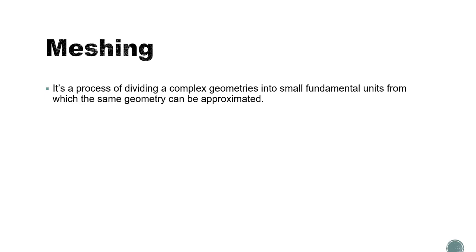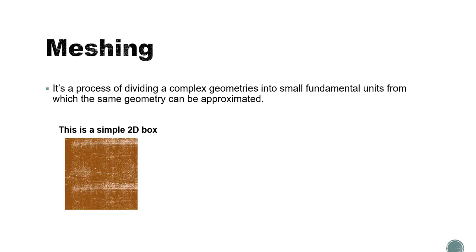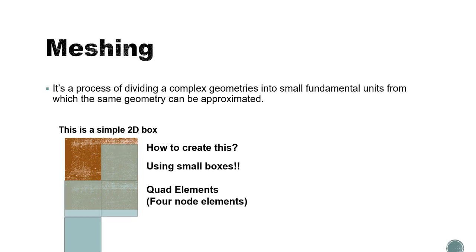So the first thing is, what is meshing? I define meshing as a process of dividing complex geometries into small fundamental units from which a similar geometry can be approximated. For example, we have this 2D box, and I can ask you how we can create this 2D box from small units. So you can say that we can have similar 2D rectangles or maybe squares using which we can create this whole box.